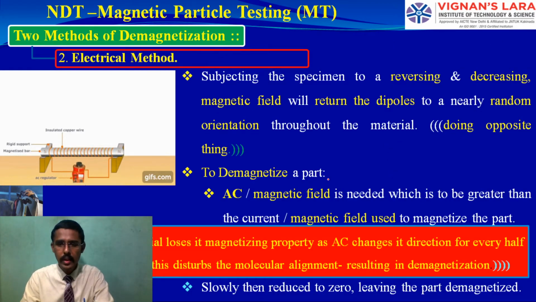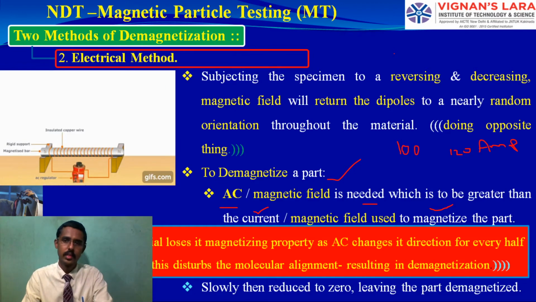To do demagnetization, an AC magnetic field is needed which is greater than the magnetic field used for magnetizing a part. So in case I am using 100 amps for magnetization, then I have to use more than that, at least 120 amps of current. That makes sense: higher current, higher magnetic field, in the opposite reverse direction, makes a random orientation. In such a way, it will be easier to demagnetize.